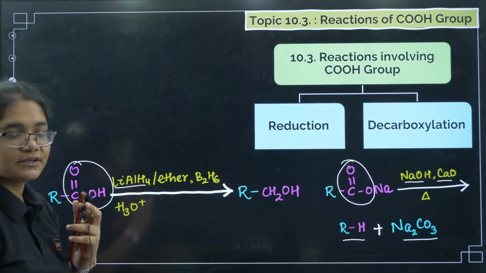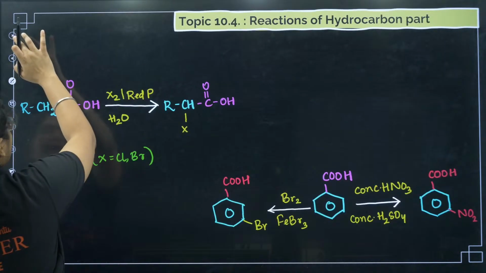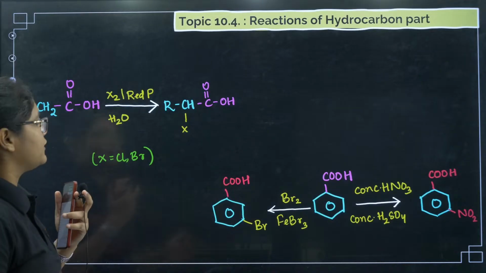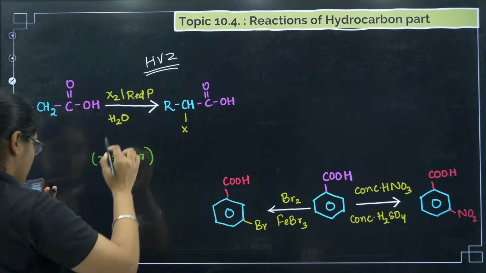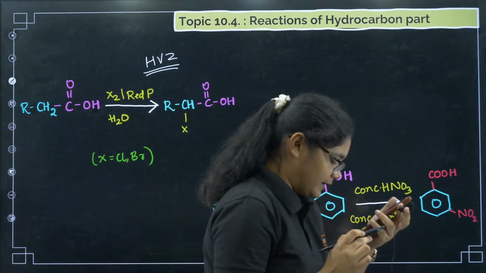Okay, that is the decarboxylation reaction. Next we have reactions of the hydrocarbon part. This is a very important reaction, the HVZ reaction. You have to use X2 and red phosphorus.